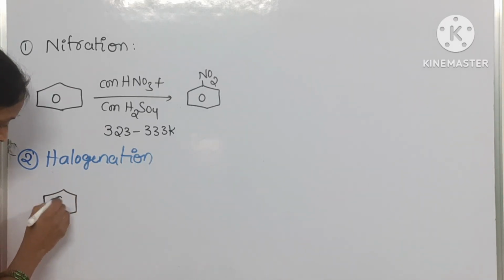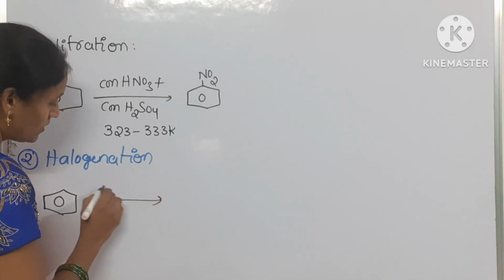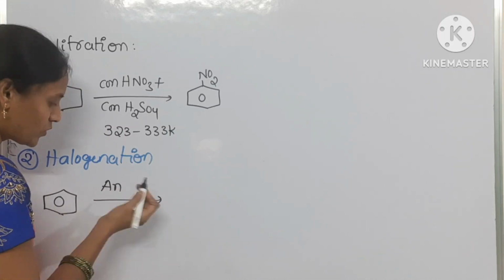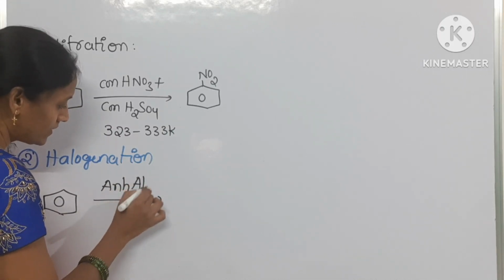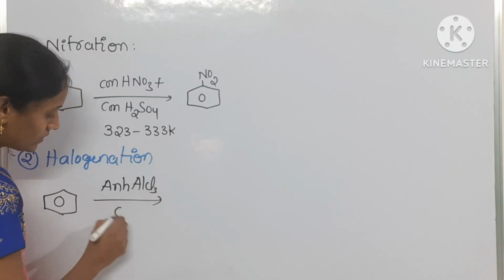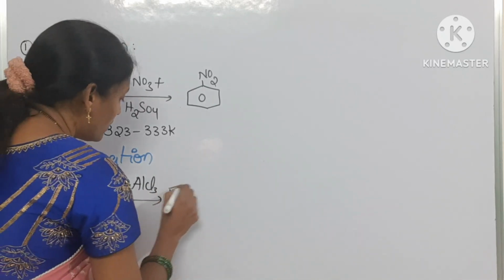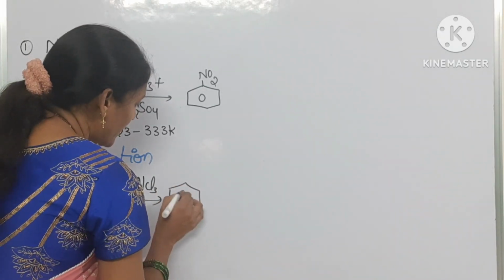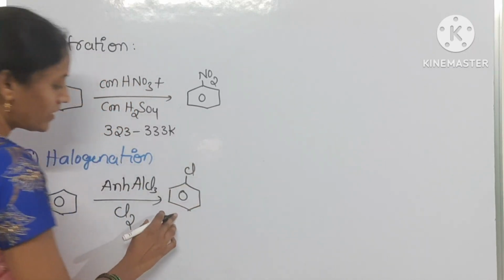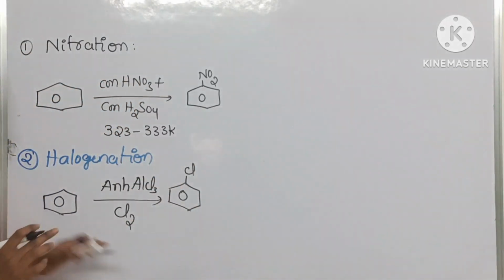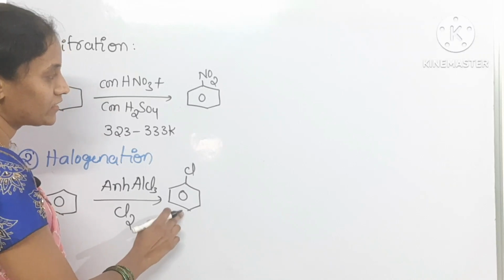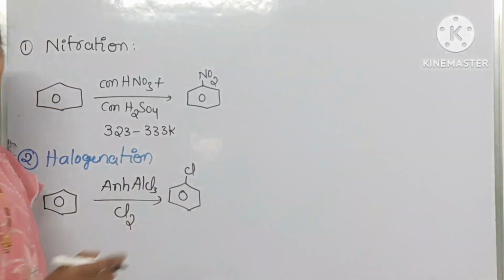This is the benzene reacting with chlorine or bromine, anhydrous AlCl3. I am taking Cl2 gas here. So chloronium ion will be formed. That chloronium ion attacks this benzene, so that chlorobenzene will form. This is the chlorobenzene, this is the nitrobenzene.